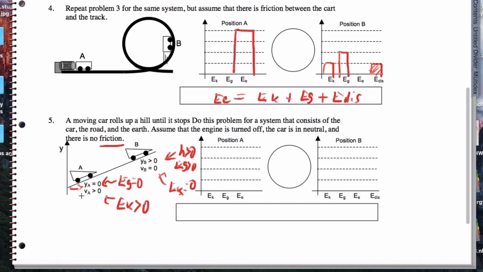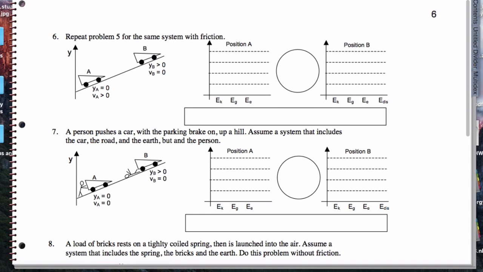Notice these are the indicators of whether we have gravity energy, whether we have kinetic energy. So again, if V is greater than 0, we have E kinetic. If H is greater than 0, then we have E gravity. But of course, you need to finish these. Now, since we have friction, you're going to need to change the answer to number 6 by including E dissipated in number 6.